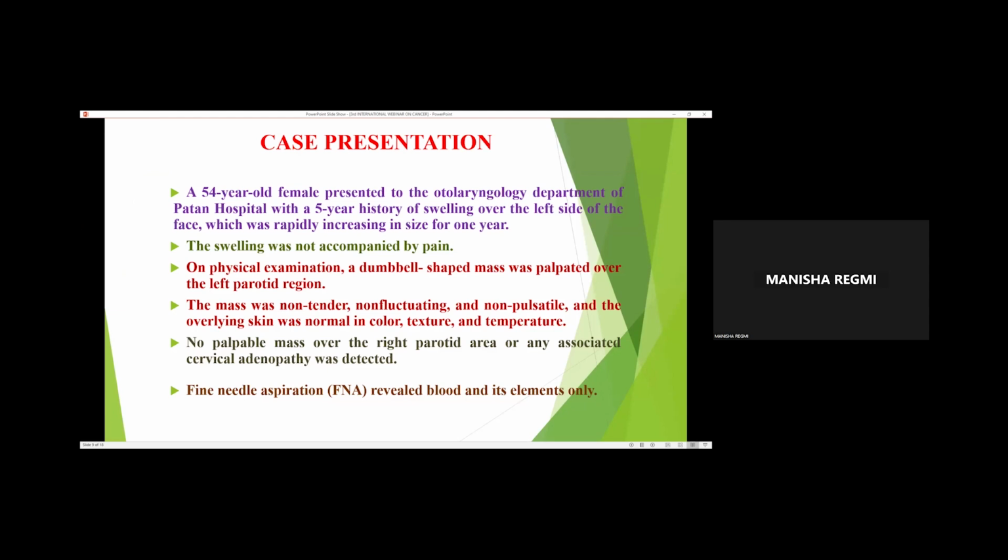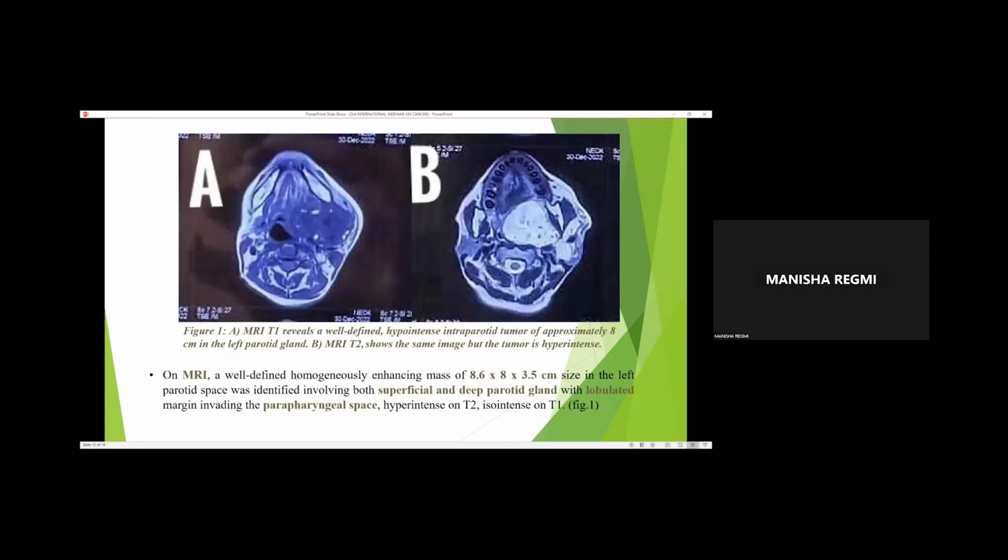There were no palpable masses over the right parotid area or any associated enlarged lymph nodes detected. Fine needle aspiration revealed blood and its elements only. We also did an MRI. On MRI, a well-defined homogeneously enhancing mass measuring 8.6 by 8 by 3.5 centimeters.